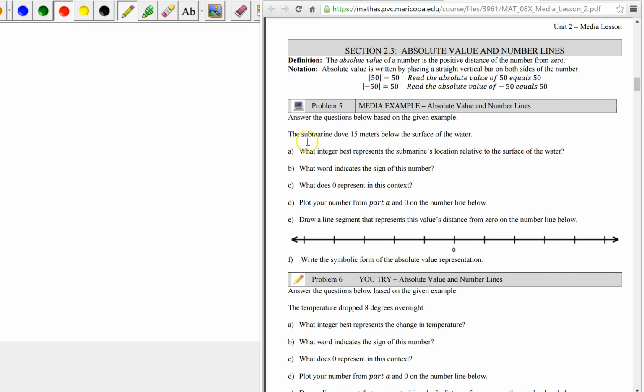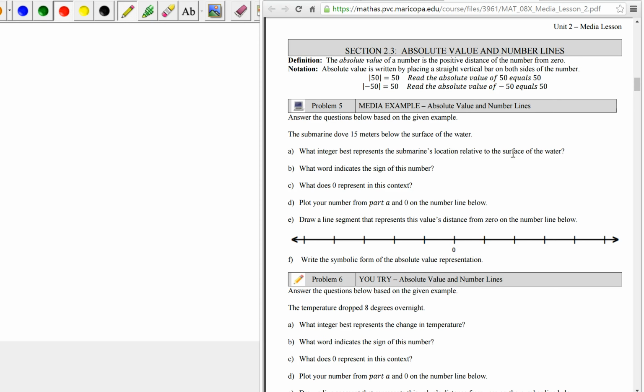So it starts off with a context. The submarine dove 15 meters below the surface of the water. Notice now we're starting to talk about the specifics. What integer best represents the submarine's location relative to the surface of the water? So we're more clearly defining that now. If we're talking about relative to the surface of the water, negative 15 meters would make sense because it dove down from the water.